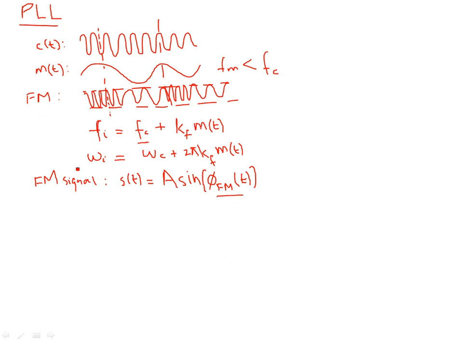Now how this phase is related to my instantaneous FM frequency is that this will be omega FM t. So I can write this as phi of FM. The derivative of the phase, d by dt, is my FM frequency, right? Is my FM instantaneous frequency. So I can write this just like this expression.